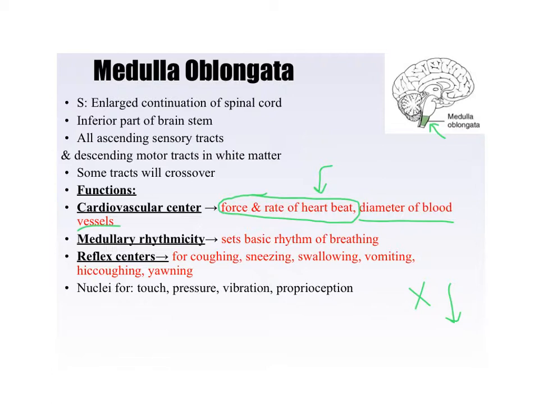Another thing it does, it sets the basic rhythm of breathing. So it gives you that rhythm of your breathing, the in and the out, and you don't even have to think of it. That is controlled by the medulla oblongata. And it also has reflex centers for things like coughing, sneezing, swallowing, vomiting, hiccuping, and yawning. All of those are controlled by the medulla oblongata.